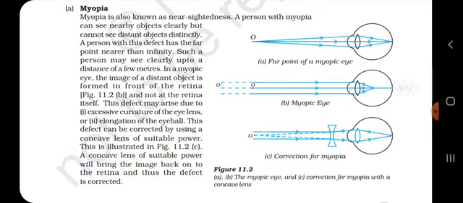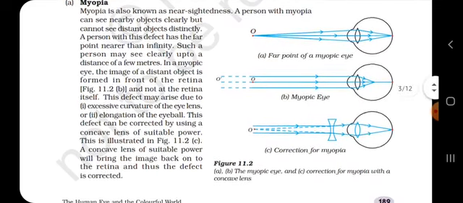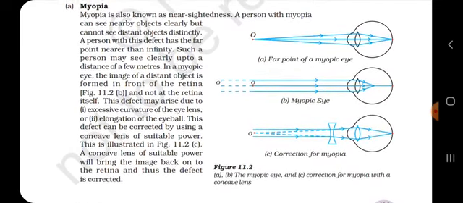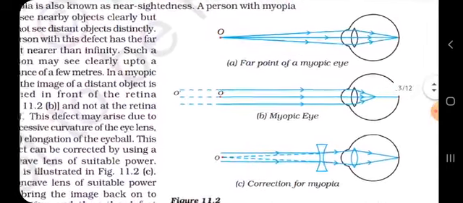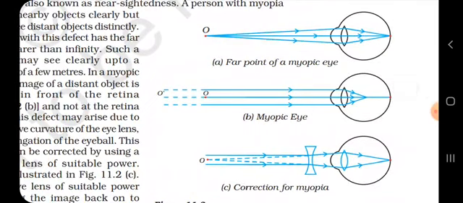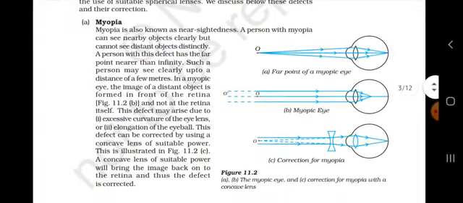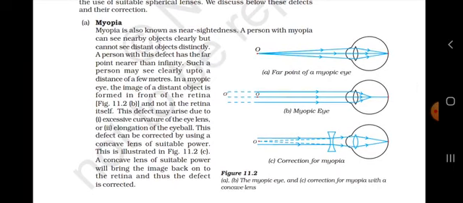Okay. A person with this defect has the far point nearer than infinity. See over here, whenever the object was kept at O, the far point of the myopic eye should be here. But in the myopic eye, in the second figure, you can see that the object is reaching much nearer than where it should be placed. Okay, and for this we are using a correction of the convex lens. Sorry, my mistake, the correction of the concave lens.